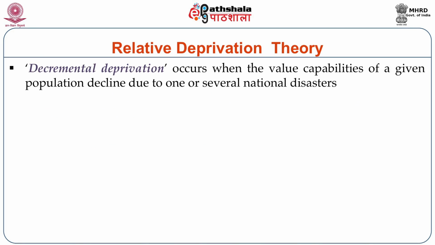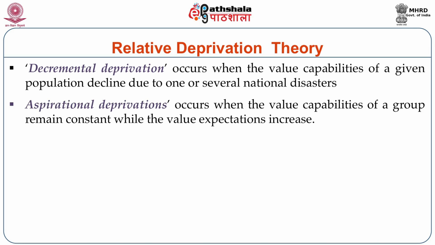It means that the value capabilities of a given population decline due to one or several national disasters. To Gurr, the success of the Bolsheviks in seizing power in Russia in 1917 was largely due to decremental deprivation. Russian people suffered enormous material and human sacrifices during the First World War, and that led towards decremental deprivation.